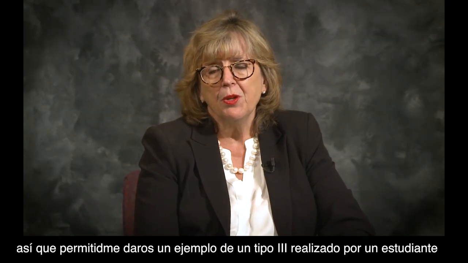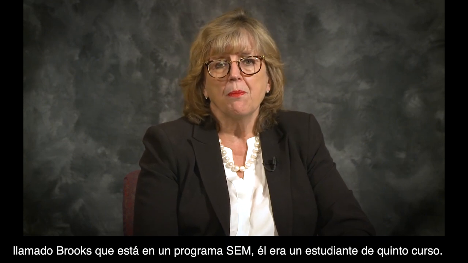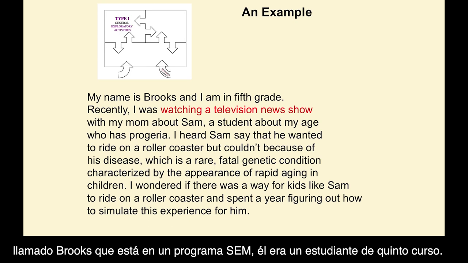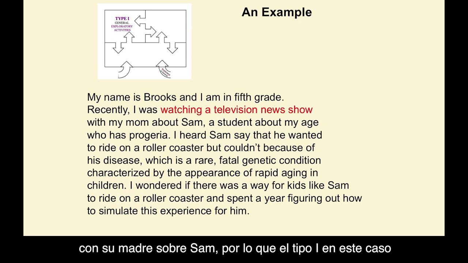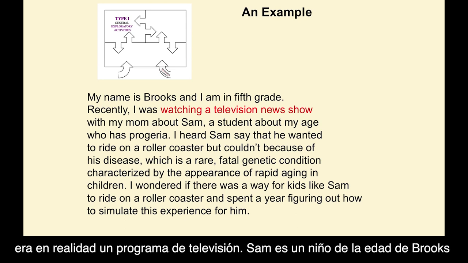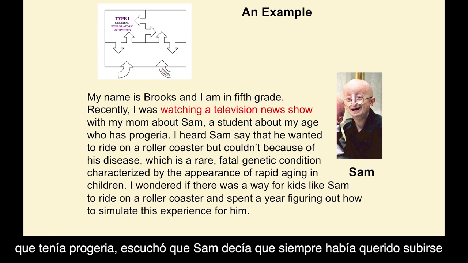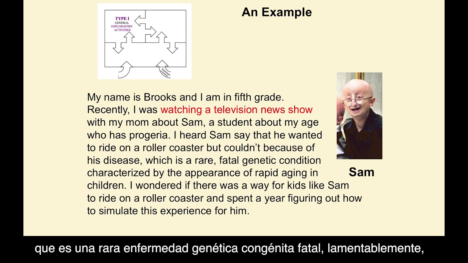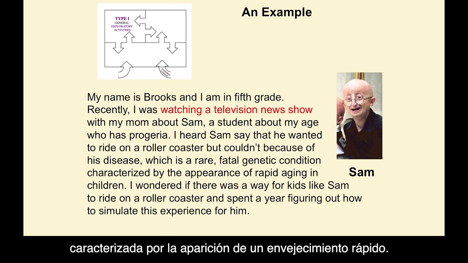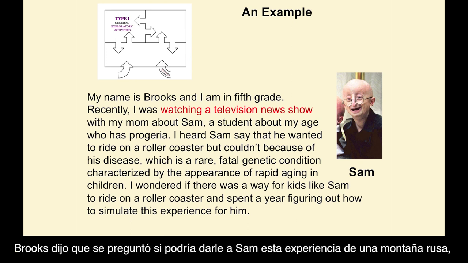So let me give you an example of a Type Three done by a student named Brooks, who is in an SEM program. He was a fifth grader. Recently, he said he was watching a television show with his mother about Sam. And so the Type One in this case was actually a television show. Sam is a young boy about Brooks' age who had progeria. Brooks said he heard Sam say he always had wanted to ride on a roller coaster, but couldn't because of his disease, which is a rare, fatal, unfortunately genetic condition characterized by the appearance of rapid aging. Brooks said that he wondered whether he could give Sam this experience of a roller coaster ride.